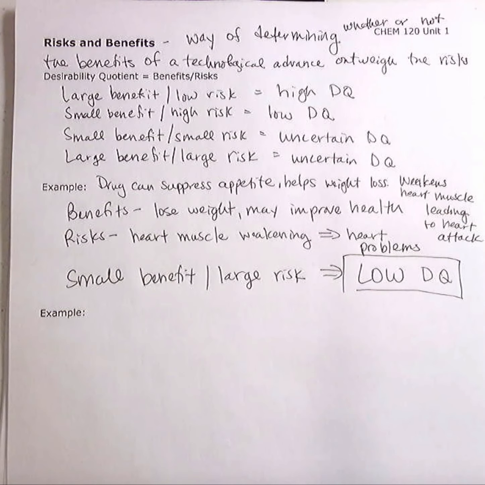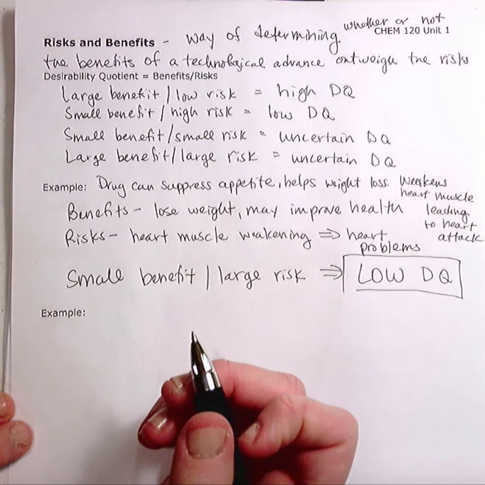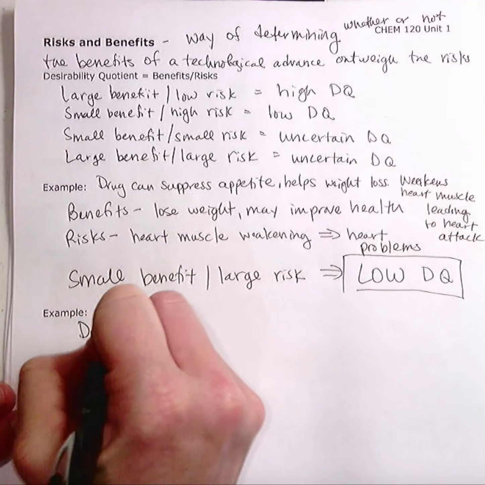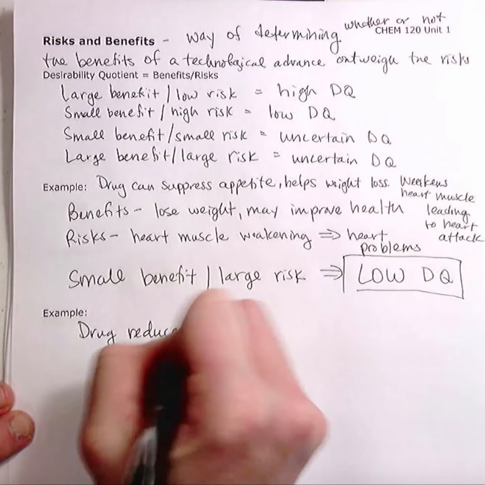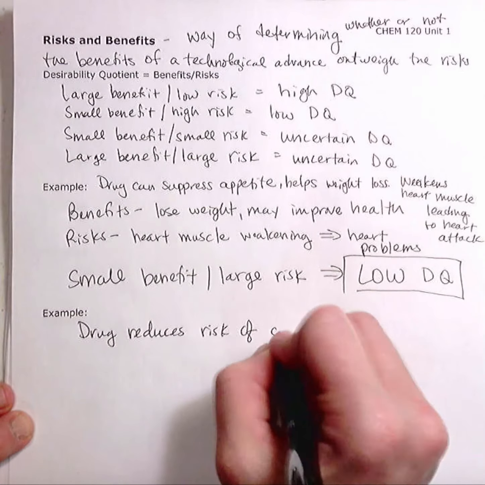Okay, so here's another example. A drug is developed that can reduce the risks of some forms of cancer. So the drug reduces risk of certain cancers.